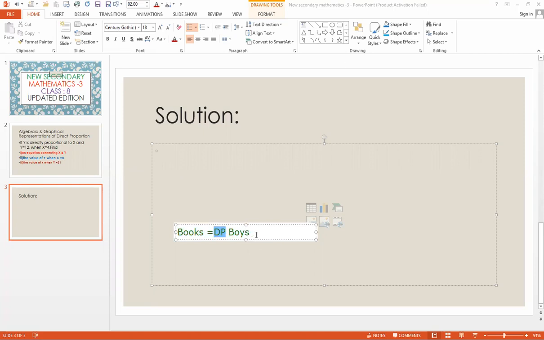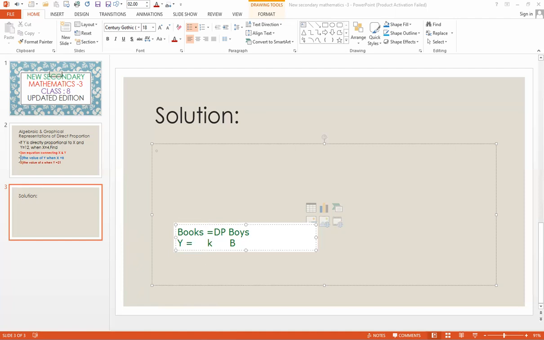Okay, books are directly proportional to boys. So in mathematics, suppose I have to use variables for these. For books, maybe I use the variable y, and for boys, maybe I use the variable b. Okay, and for directly proportional, I have to use the small letter k. So if I say books are directly proportional to boys, this means y is equal to k multiplied by b. This letter k shows this characteristic of direct proportion. So y is equal to kb. This means k is multiplying with the quantity of boys.